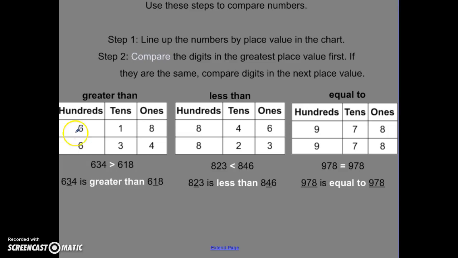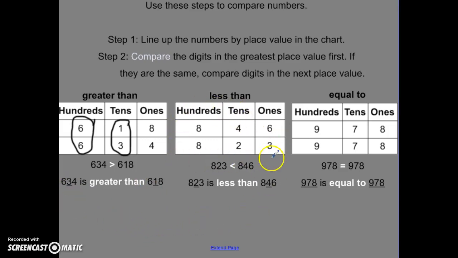For example, in our number 618, I am comparing it to 634. First, I look in my hundreds place value and I see that they are the same. So I then move into the 10 spot where I have a 1 and 3. I know that 3 is greater than 1, so that tells me that the number 634 is greater than 618. Here you see it written out for you. 634, here's my greater than symbol, is greater than 618. And I looked in my 10 spot because the numbers in my 100 spot were the same number.